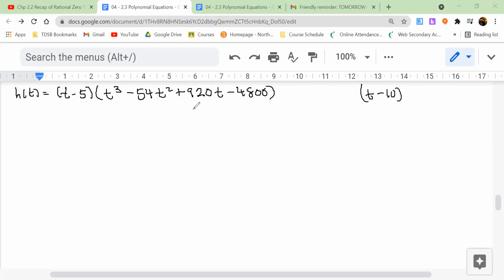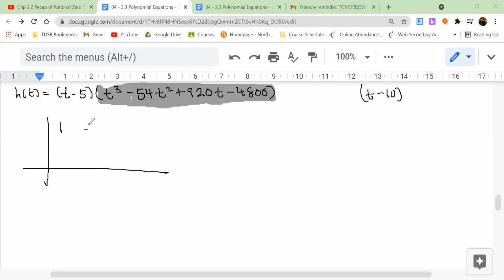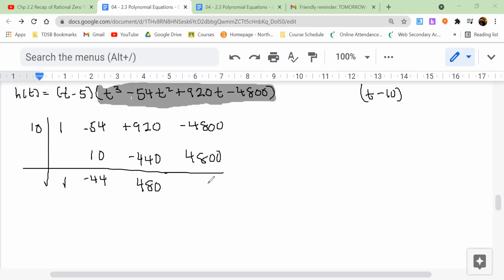This is going to also be a factor. But I'm not going to use the entire thing. I only need to use this because that is what I'm trying to factor. t minus 5 is done. I could set it aside. So synthetic, 1, negative 54, positive 920, minus 4,800 is going to work with a 10. Negative 44, 440, that's a 480 times 10, positive 480, perfect.